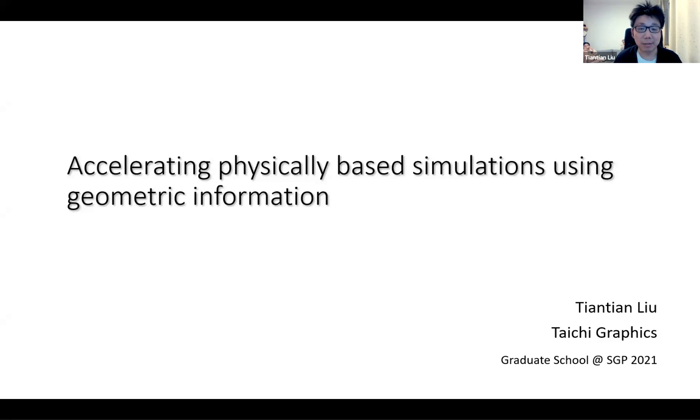I was a researcher at Microsoft Research Asia when I was invited. Currently, I work as a senior research scientist at Taiji Graphics. Today, I'm going to talk about different body simulations.